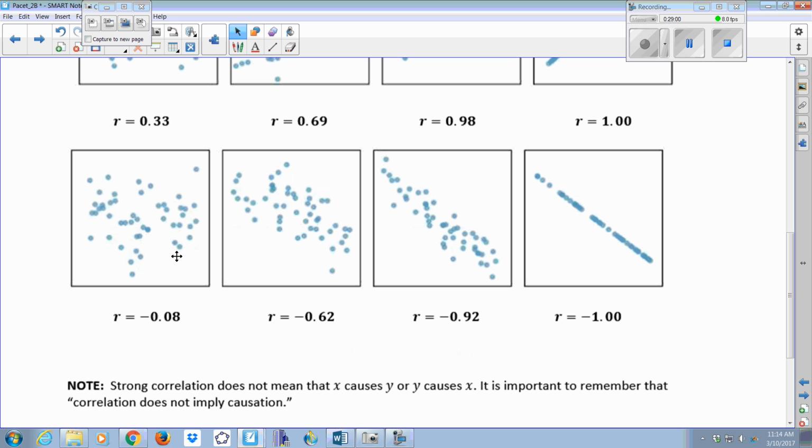And here's another example again showing you, look, this one you would never ever try to fit a line to, negative 0.08. You would say there's no way I can find a model for this, at least a linear model.